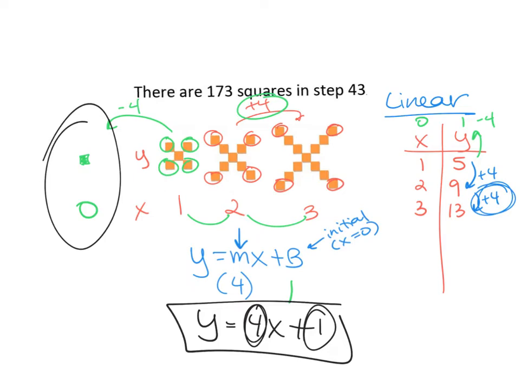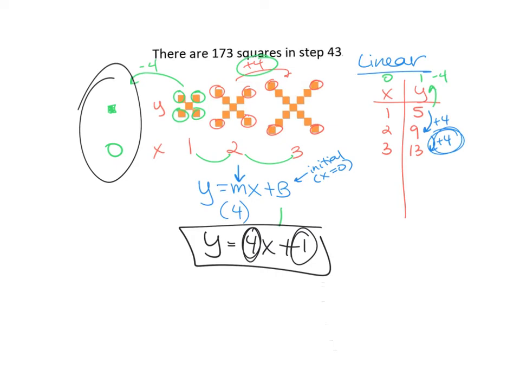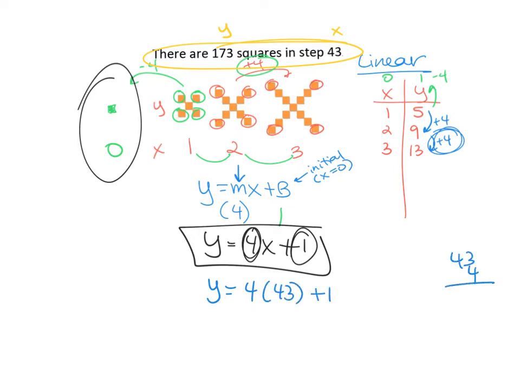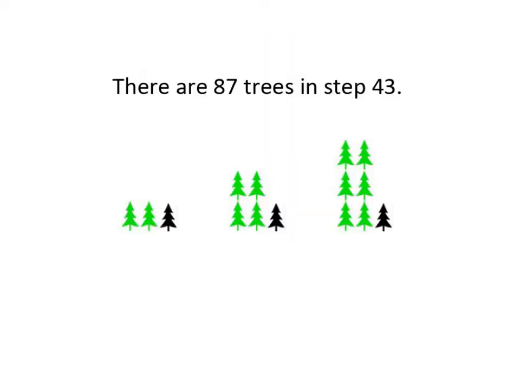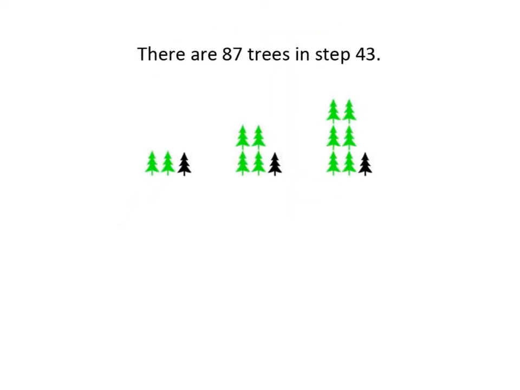Okay, sorry, I wanted to go back and say something with this. It says that there are 173 squares in step 43. That means y is 173 when x is 43. So let's plug it in and see if it works. y equals 4 times 43 plus 1. That's 172, so y equals 172 plus 1, so y equals 173, and that works. This is just to show you another step to check and make sure you're right. So let's do another one.